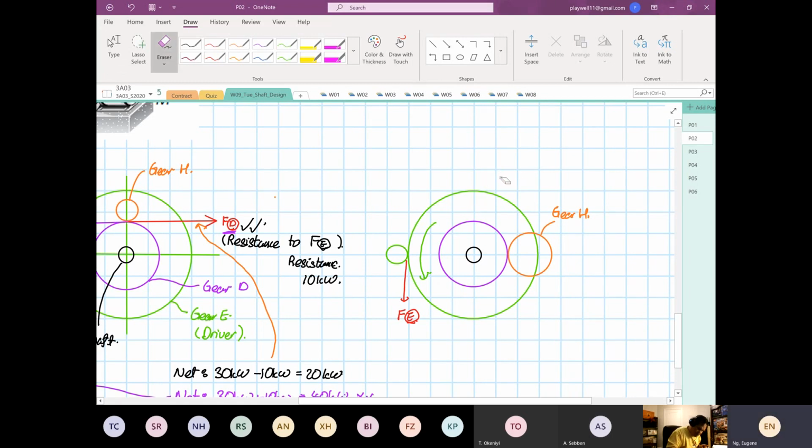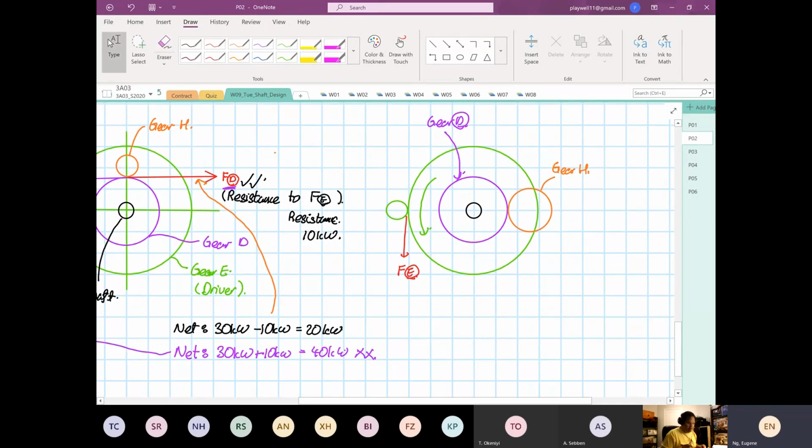Okay, so that is our gear D. Now, how will our force be applied? It will always resist the rotation. The only way it will resist the rotation is that the force FD will have to behave this way. So where the two gears mesh, this is the direction of FD.